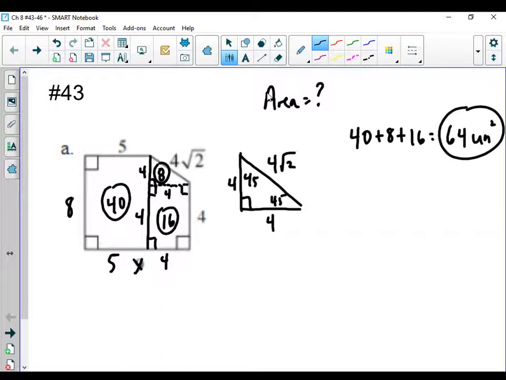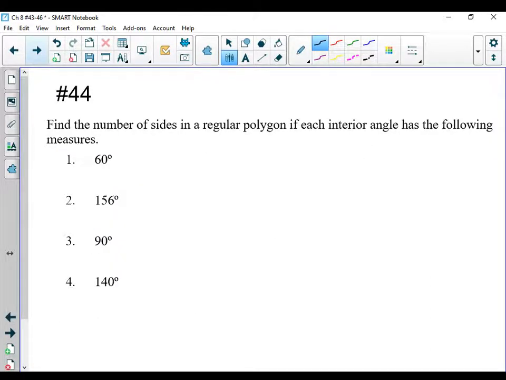Okay, so recognizing that 45, 45, 90 would be helpful now. On number 44, you had 4 different problems here, but each one wanted to figure out what the number of sides would be in a regular polygon when they gave you each interior angle. The one that was marked the most was the second one, the one where they gave you 156 degrees.